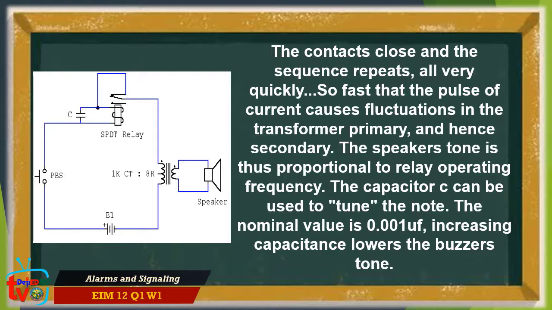The speaker's tone is thus proportional to relay operating frequency. The capacitor C can be used to tune the note. The nominal value is 0.001 microfarad. Increasing capacitance lowers the buzzer's tone.